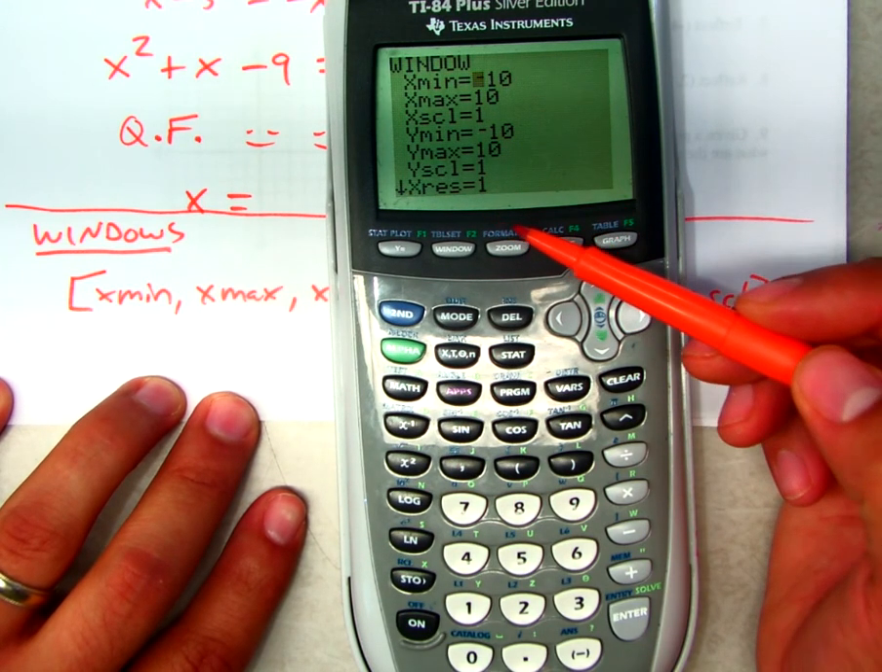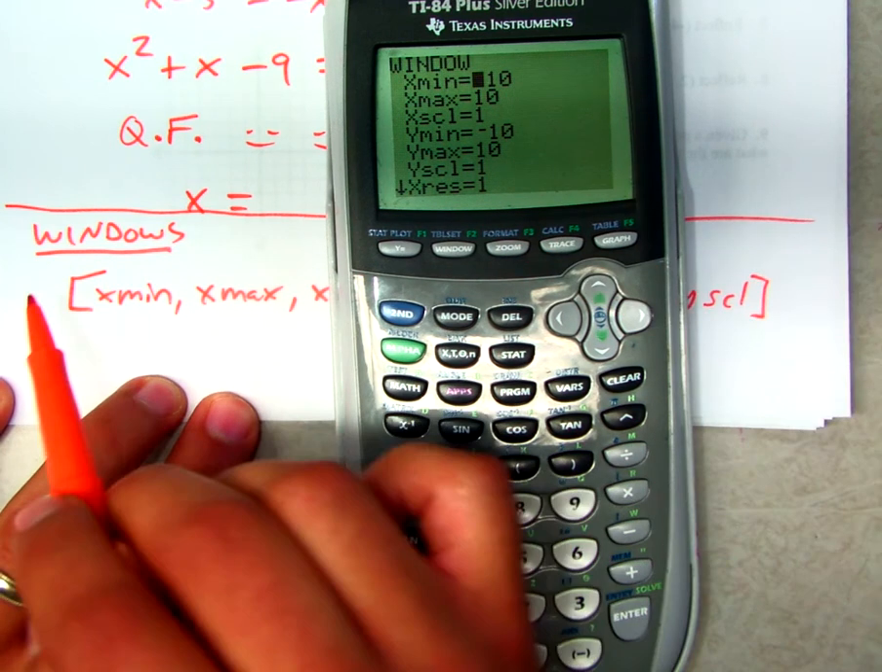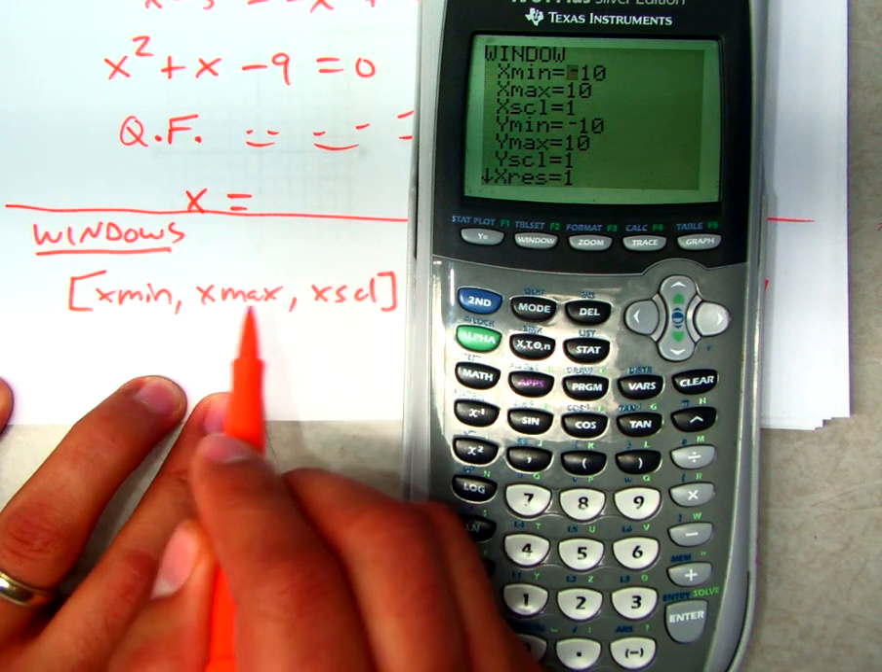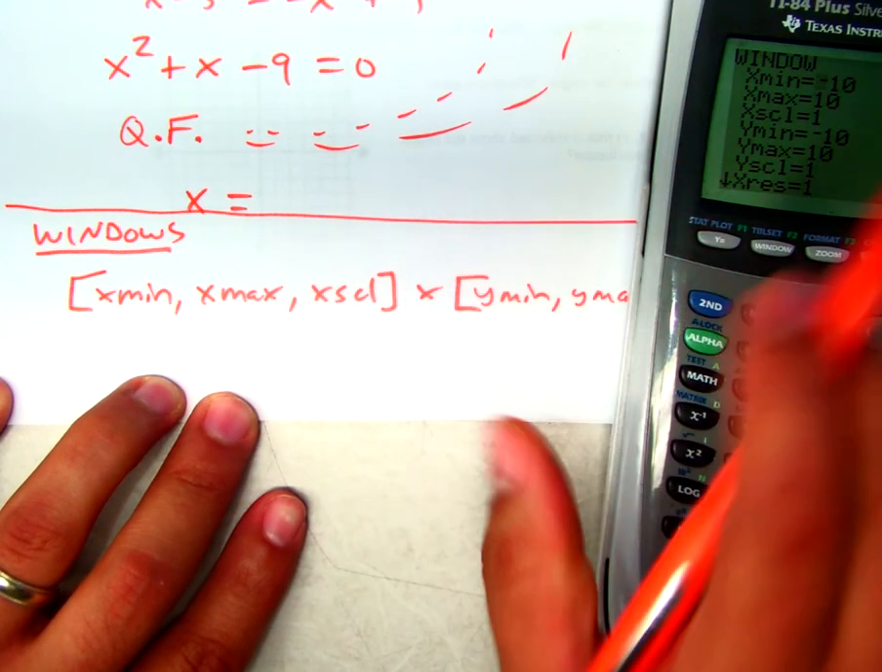So if I wanted to tell somebody what viewing rectangle this is, how would I write the numbers down? Negative 10, 10, 1. Does that make sense? And then by negative 10, 10, 1. So that's what that translates to.